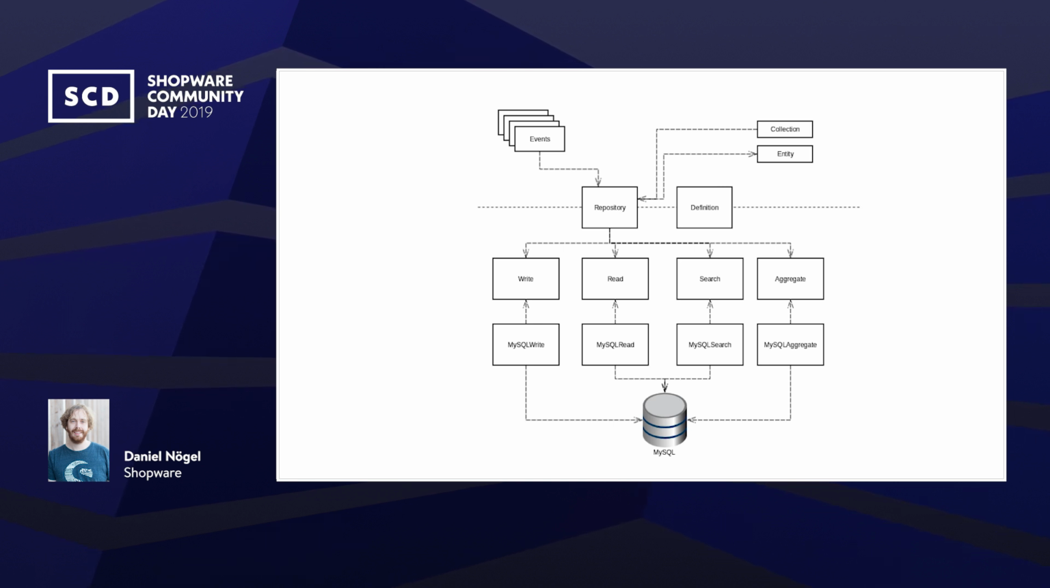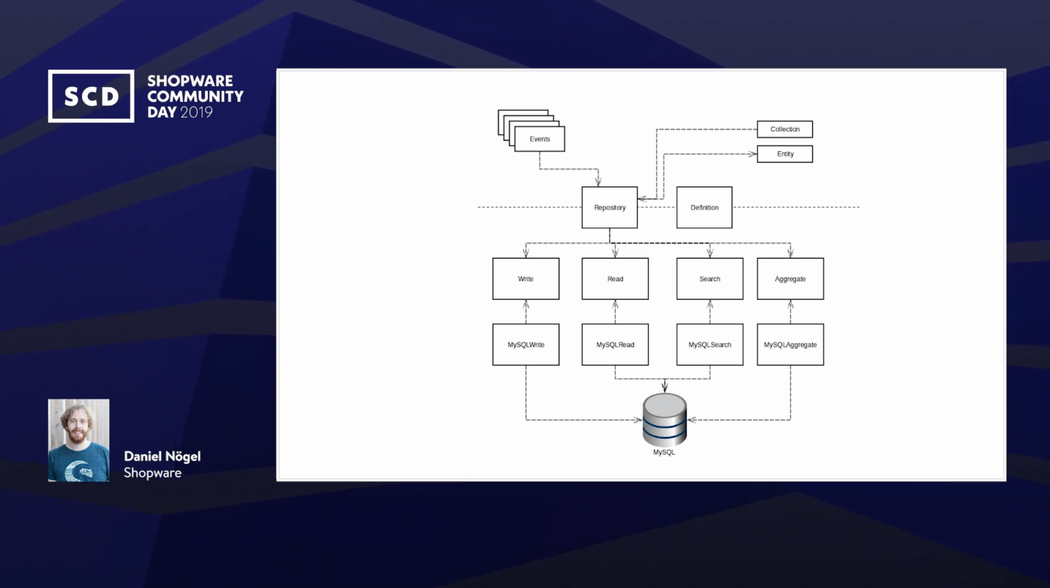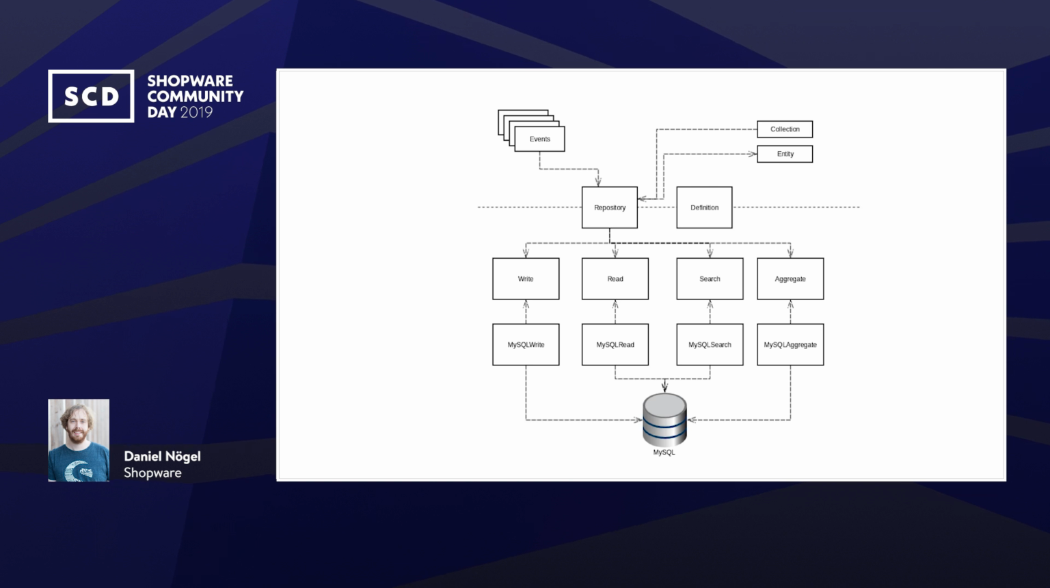So this is a rough diagram about it, and as you can see, mainly you have read queries you can do, write queries, you can search, and we have something called aggregates, and I will talk about that in a minute. But the nice part is the thing going on down here, at the MySQL part, because the abstraction layer means that it abstracts the database to a certain degree.